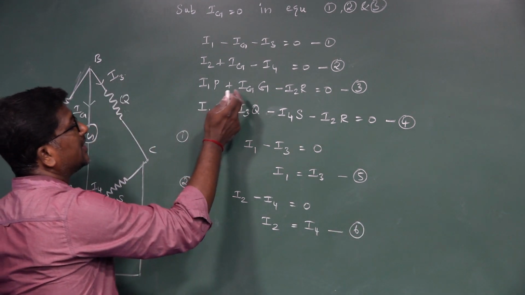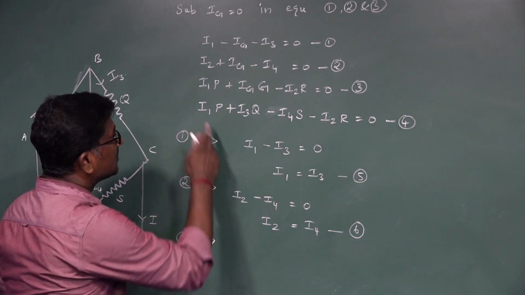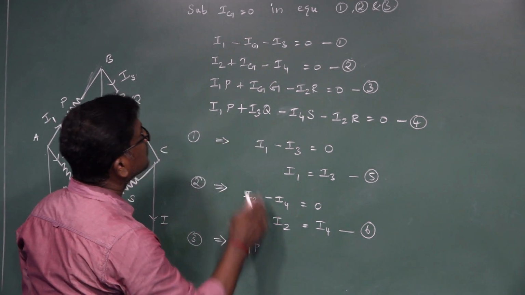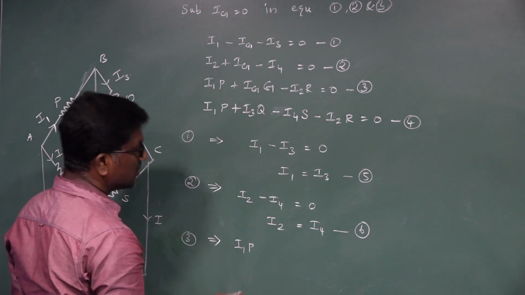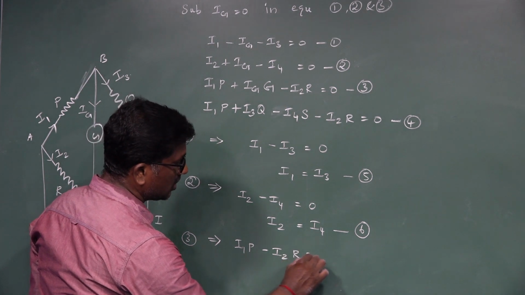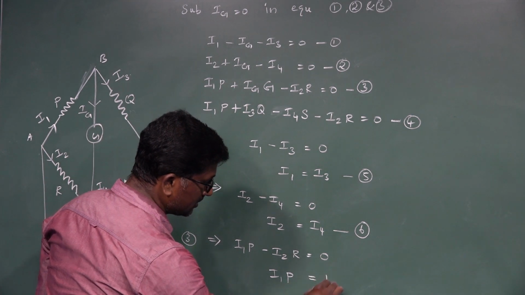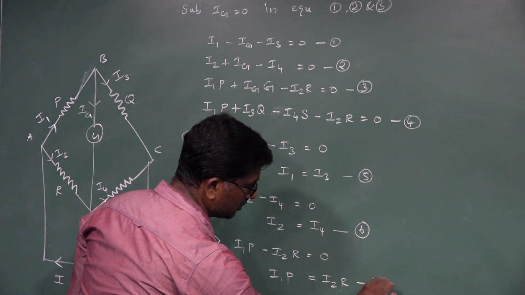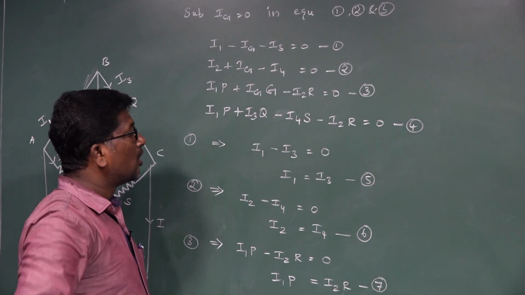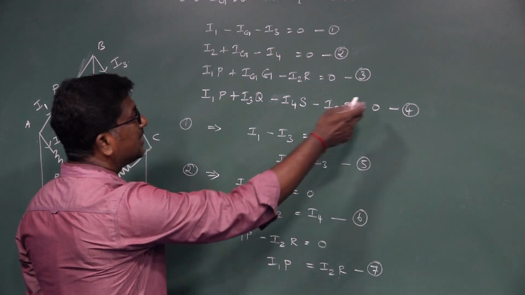Next, equation number 3 becomes I1P, the Ig value is 0, minus I2 into R equal to 0, or I1P is equal to I2R. So this is equation number 7. Right. Now we will use equation number 7 and equation number 4.